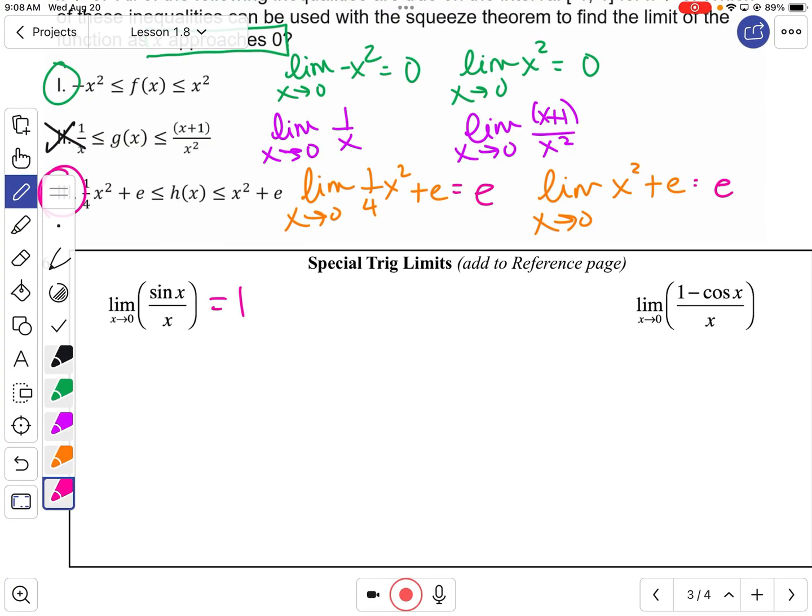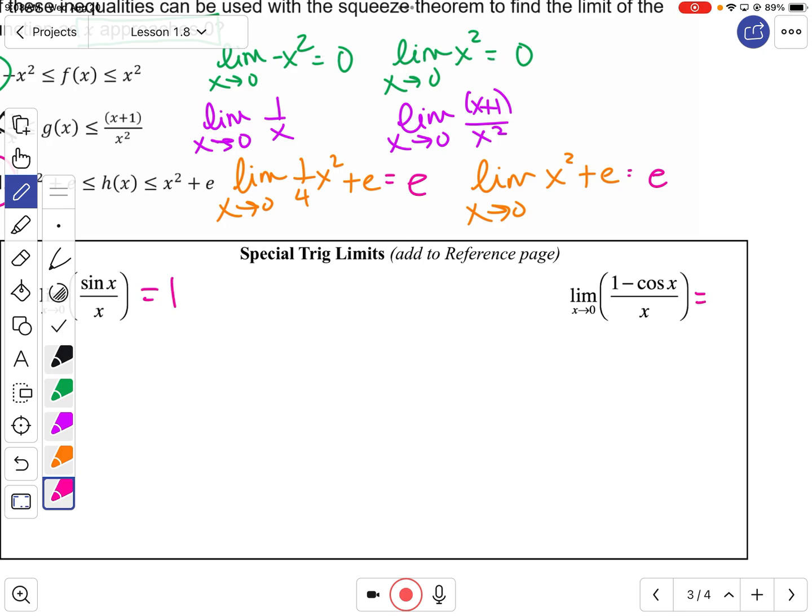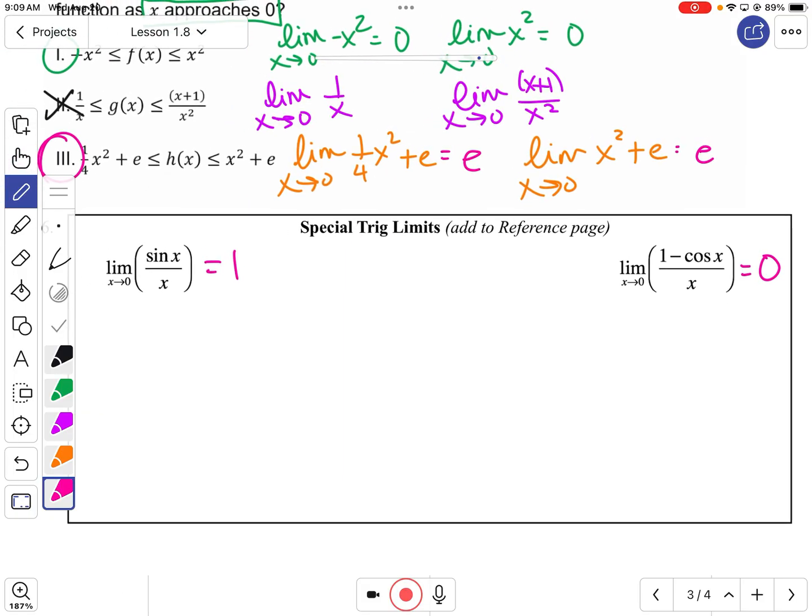Now do the same thing with the second one, 1 minus cosine x over x. Tell me what it gets close to. So using our graph, if there's a limit we're not sure how to do analytically, we can always look at it graphically if it's calculator active. And what does that one get close to? 0. So those are 2 limits you definitely need to add to your reference page. We want to be able to use them.